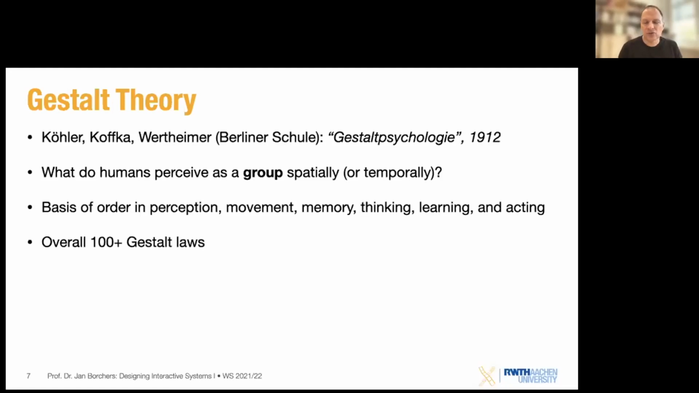And these rules don't just apply to how we see and make sense of things around us, but by consequence they also govern how we move, how we memorize things, how we think about the stuff in our world, how we learn, and even how we act. So these are quite fundamental to how our brain works on a very basic level. There are more than 100 Gestalt laws in the work by these three scholars, but we will only touch on a very few that are especially meaningful and where it is easy to see how you can make use of them in your user interface design.